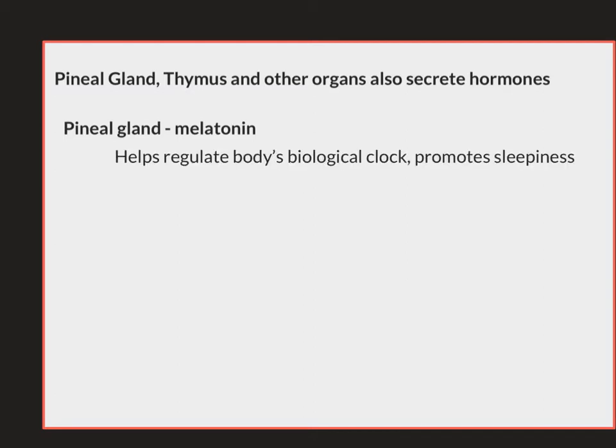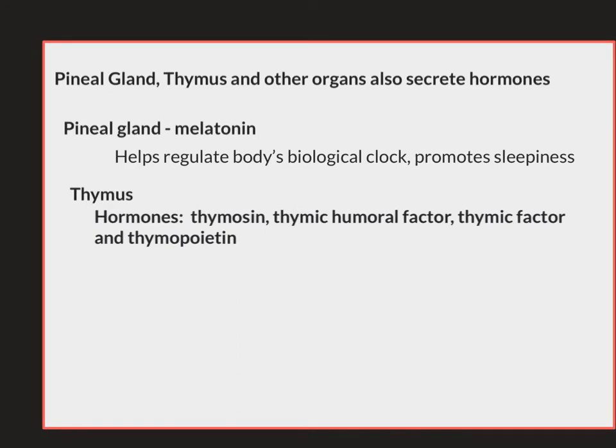The thymus is located between the lungs and behind the sternum. The thymus plays a role in immunity and is therefore discussed in more detail during the immune chapter. The hormones produced by the thymus include thymosin, thymic humoral factor, thymic factor, and thymopoietin. All of these are going to work together to promote the maturation of T cells, which is a type of white blood cell that works in immune defense.